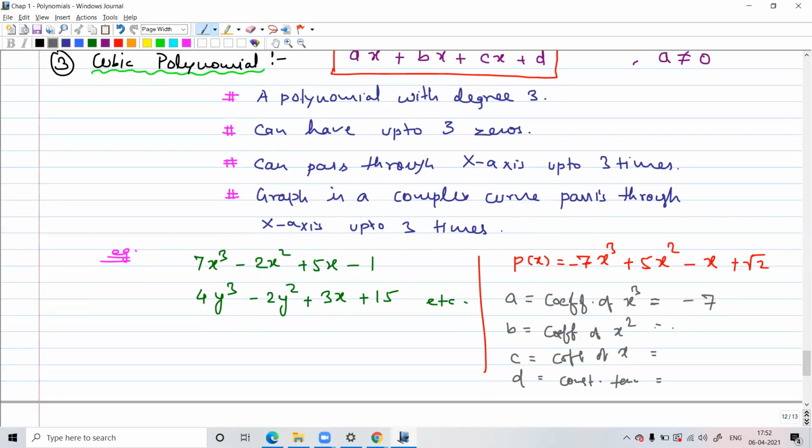Yes, minus 7, plus 5, okay. Yes. So this is the standard form of a cubic polynomial. Remember, other than this a value, all the rest can be zero. It will still be cubic.